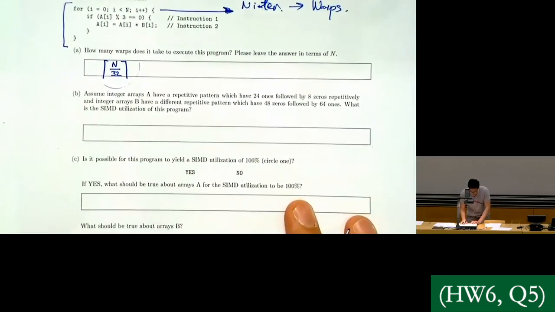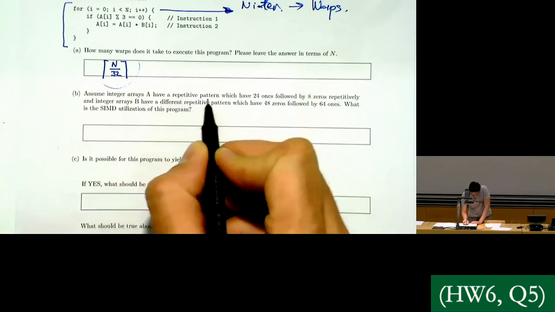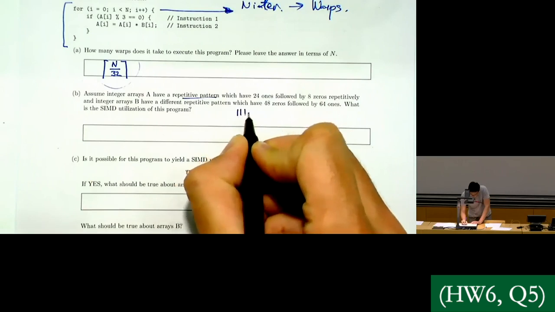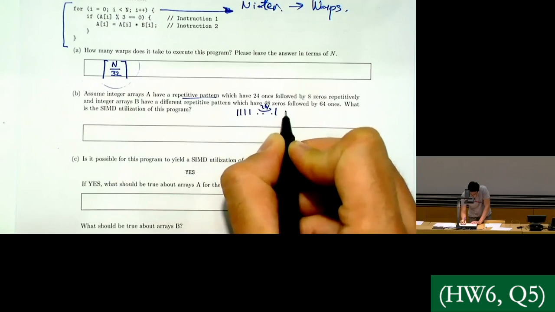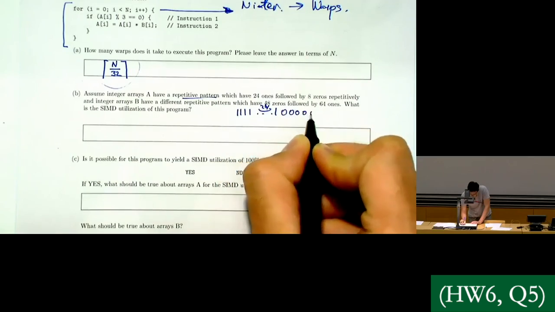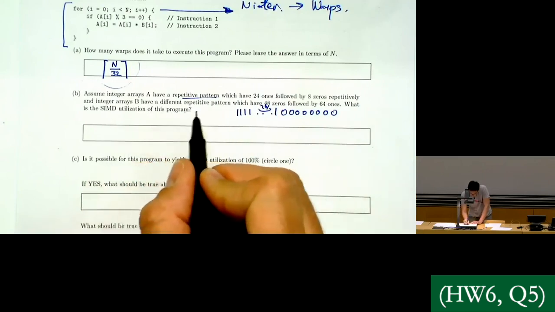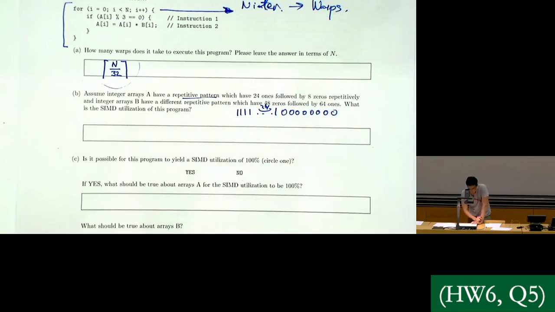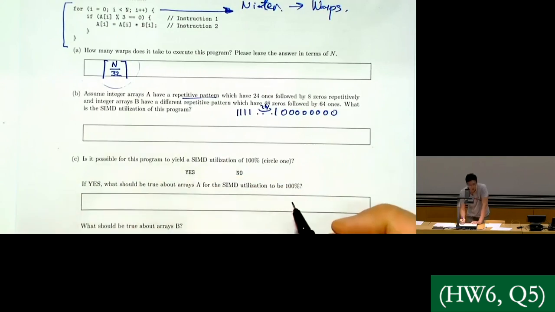Part B says, assume integer arrays A and B. A has a repetitive pattern with 24 ones. So it will be something like this, 24 ones, followed by 8 zeros. And B has a different repetitive pattern, which has 48 zeros followed by 64 ones. What's the SIMD utilization of this program?